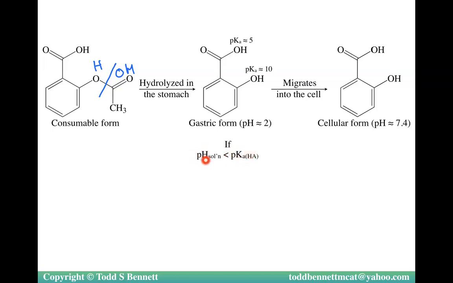So if the pH is less than pKa, then we can say the environment feels acidic. Just like if temperature is less than melting point, we can say the environment relative to the compound feels cold. In this case, it feels acidic. If you are acidic, then things will get protonated. So because the pH is less, 2 is less than 5 and 10, the protonated form is the predominant form. So it's going to be protonated at the carboxyl, protonated at the phenol.